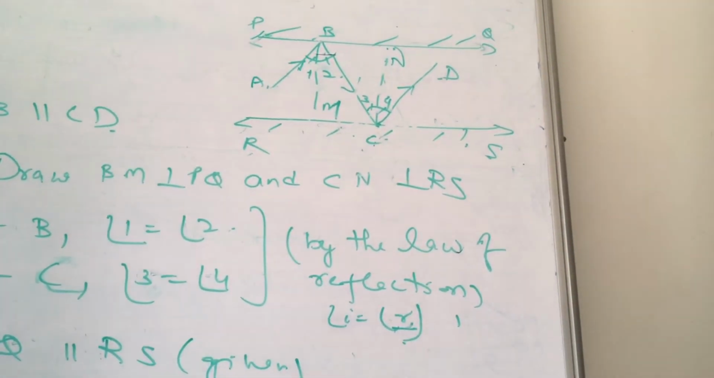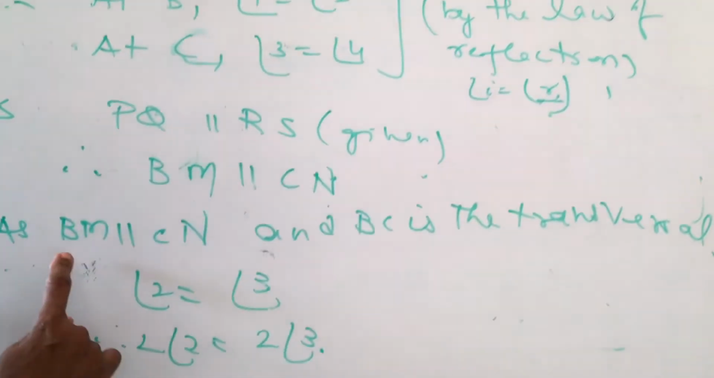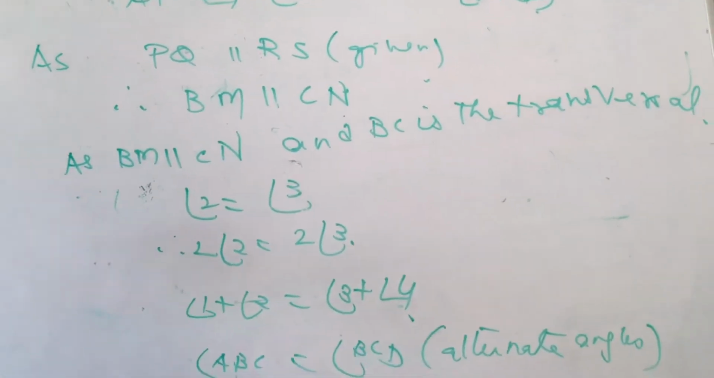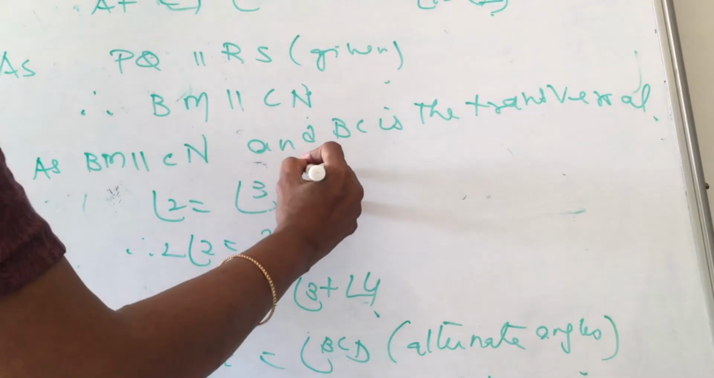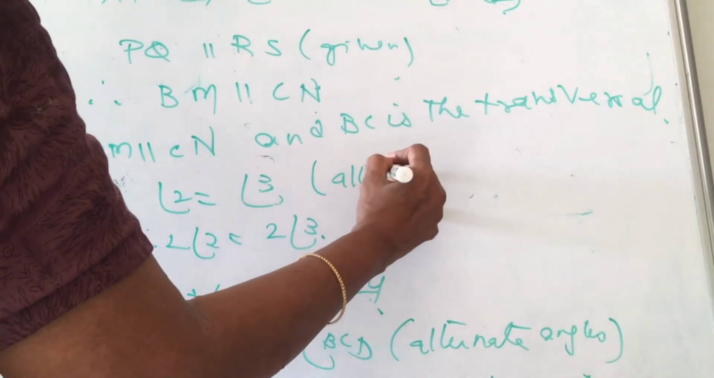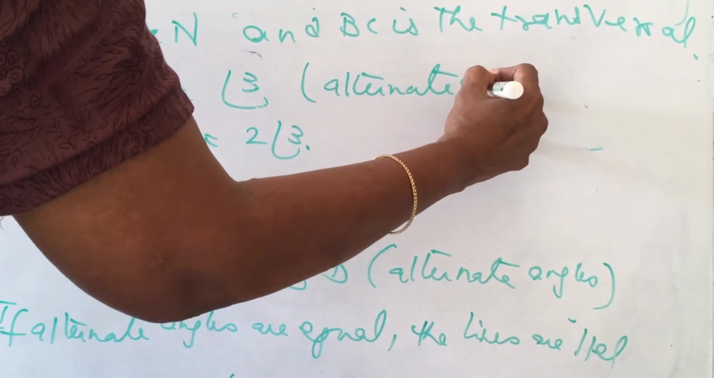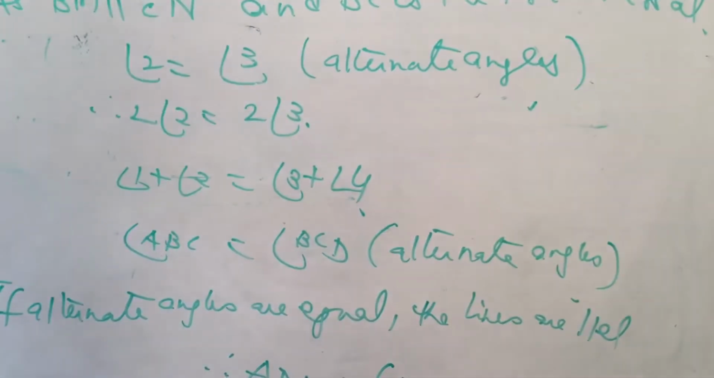Angle 2 is equal to angle 3. As BM is parallel to and BC is the transversal, angle 2 is equal to angle 3. Can you tell the reason? The reason is alternate angles.